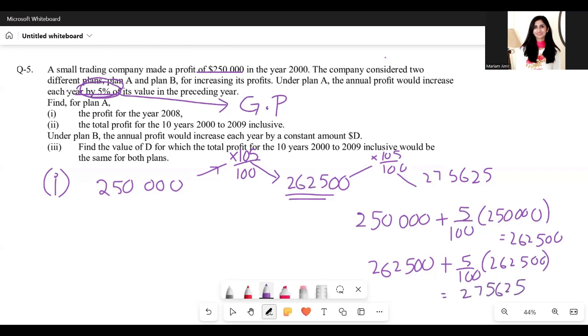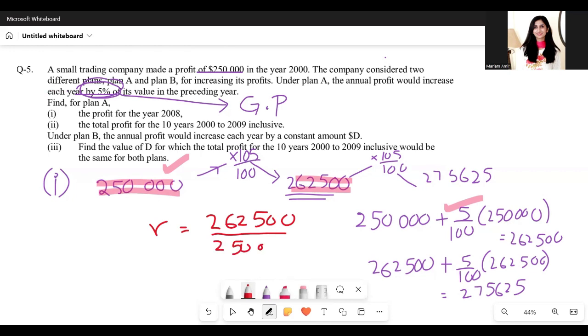And you can even find R by finding this first. I mean, this was already given. Then you can find this using this approach if you're more comfortable with that, and then you can find R later. What is R? A value divided by its previous value. And it will give you the same answer, 21 over 20, I'm sorry. So you'll get the same R.